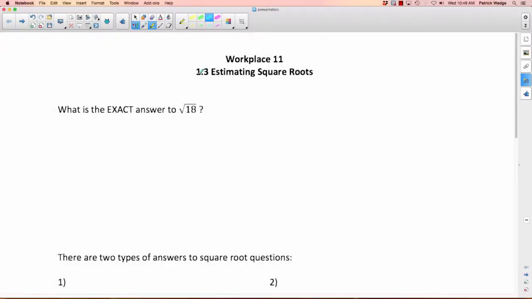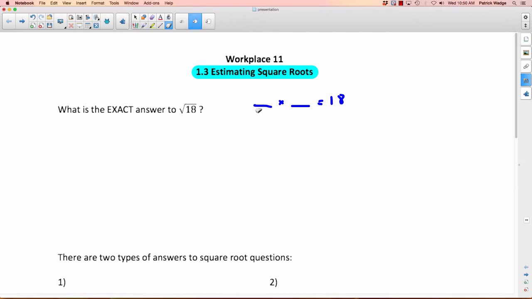All right, welcome to 1.3, which is on estimating square roots. I believe that we did this last year, so nice review for you here. My first question for you is, what's the exact answer to the square root of 18? Remember, what that means is we're looking for a number that multiplies by itself and gives you 18. I can't think of anything. There's no whole number that works, so how are we going to do this?